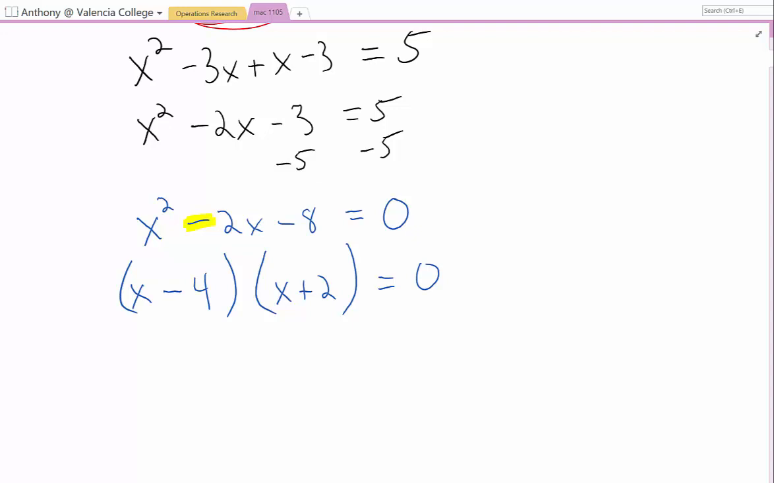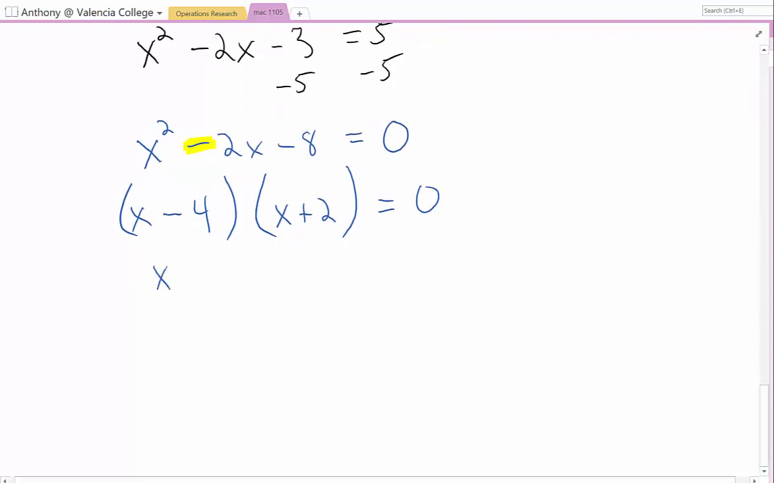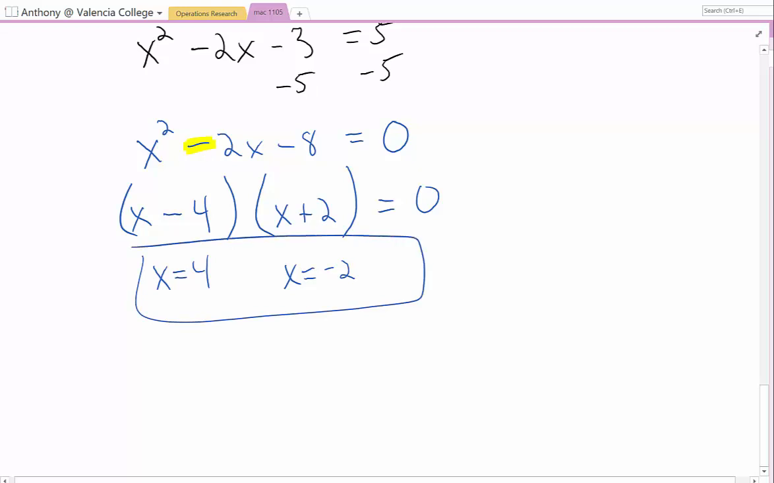Okay, we set both of those equal to 0. I'm going to go ahead and skip that step, and hopefully you guys agree. We get x is equal to 4, and x is equal to a negative 2. Remember, we set them equal to 0, move them over. That's what we get.